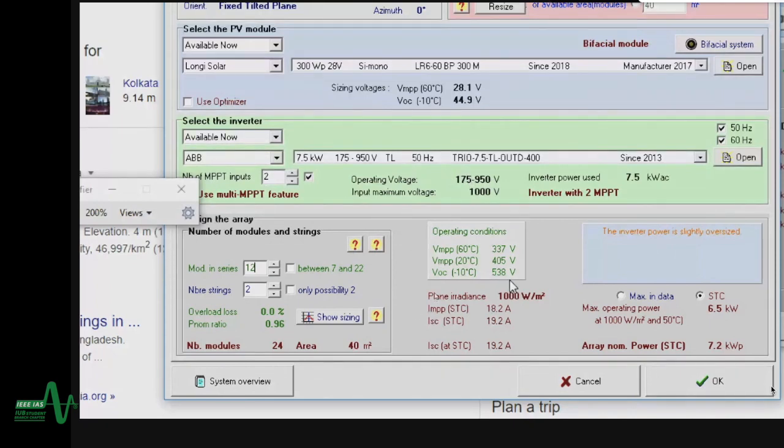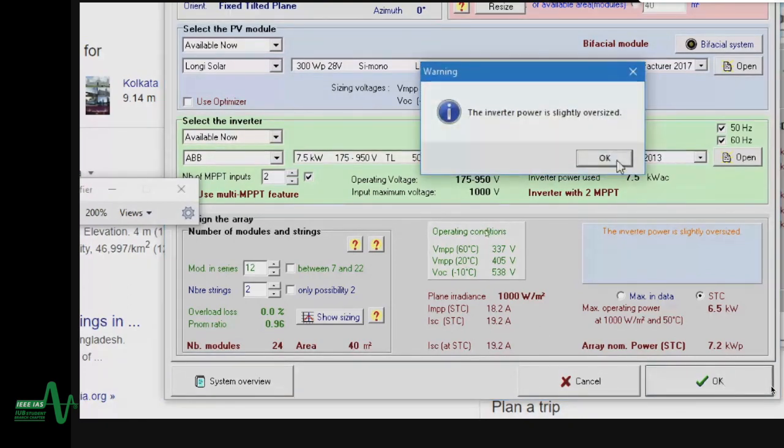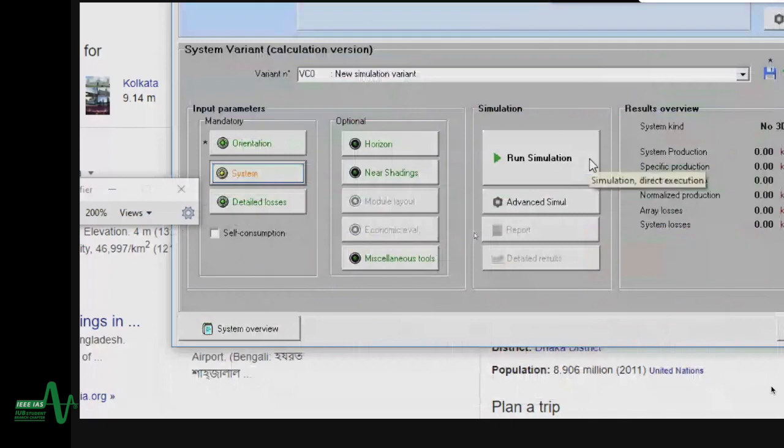Now match with this. Whenever the solar panel output voltage is 530, will my chosen inverter operate at this value? Yeah, it will easily operate at this value because the highest limit is 950. The plane irradiance is also showing the current. Okay, so at STC, the IEC standard temperature condition, the maximum power is 6.5 kilowatt and the array nominal power is 7.2 kilowatt. So exactly okay, no issues over here. So just go on: the inverter power is slightly oversized. The warning is okay. No problem.